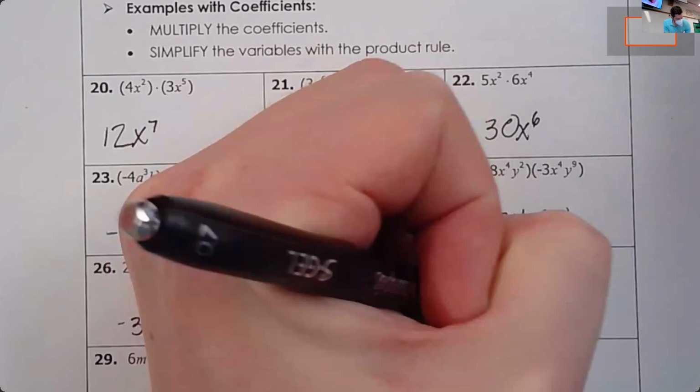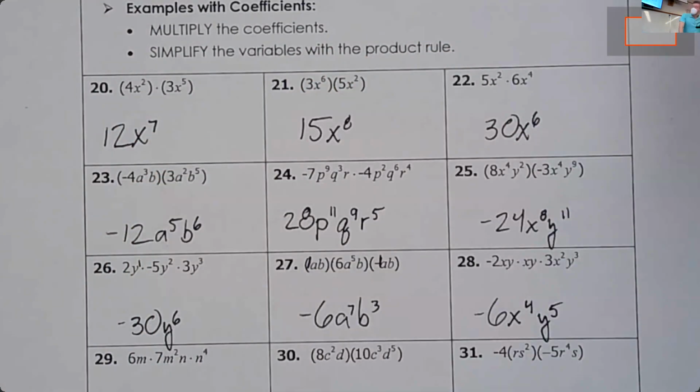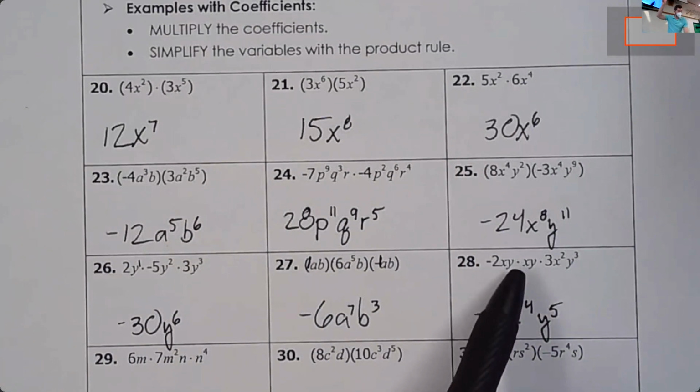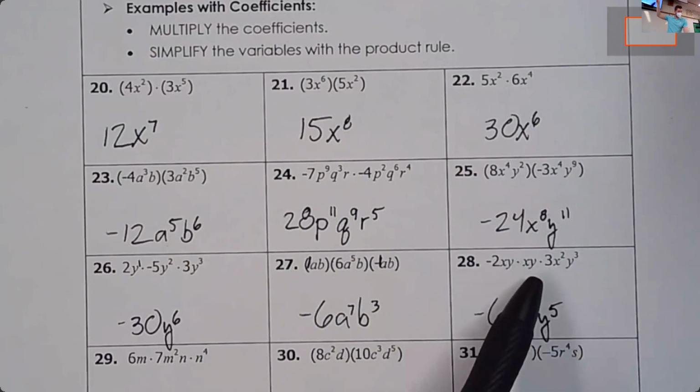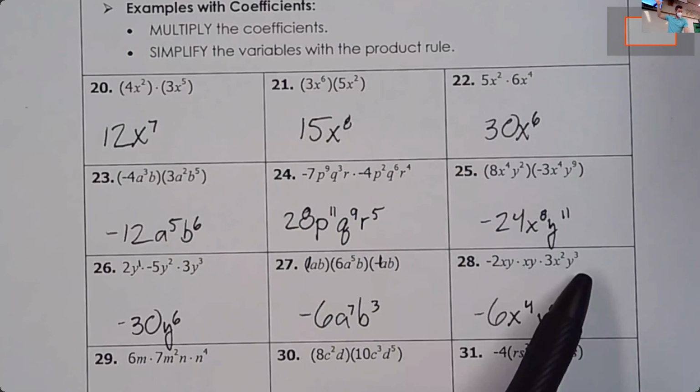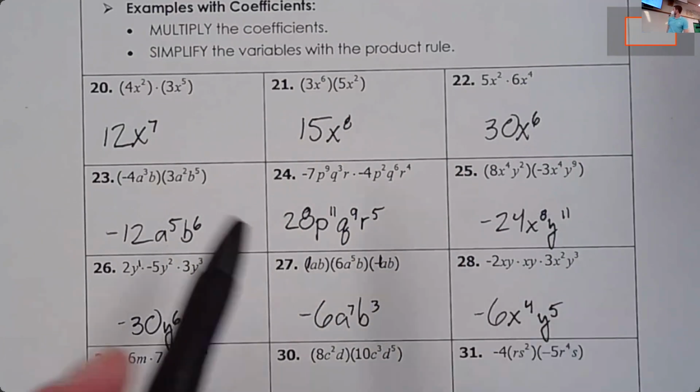Fourth, y to the 5th. Awesome. That's it. Good. So our regular numbers, negative 2 times 3, that's our negative 6. We have 1 x here. We have a second x here. And there's 2 more with that exponent. So there's a total of 4. We have a y here, another y here, and then an exponent of 3 there. So that's 3 more for a total of y to the 5th. Nicely done.